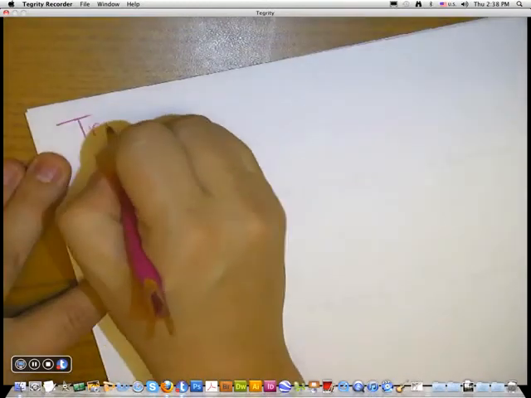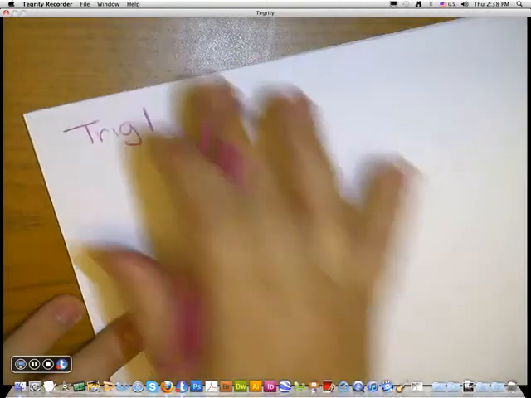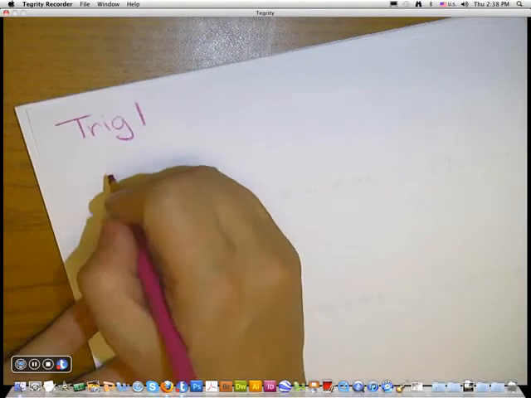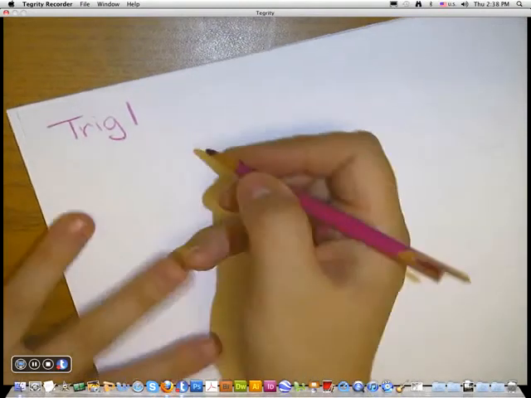Okay, we are starting on our last chapter here of trigonometry. And trig 1, we're going to break these into different trig sections. So this is going to be trig 1. And the first thing that we're going to do with trig 1 is that we are going to learn our unit circle.